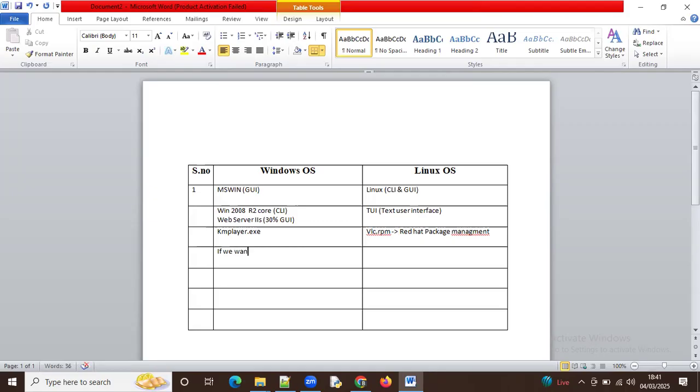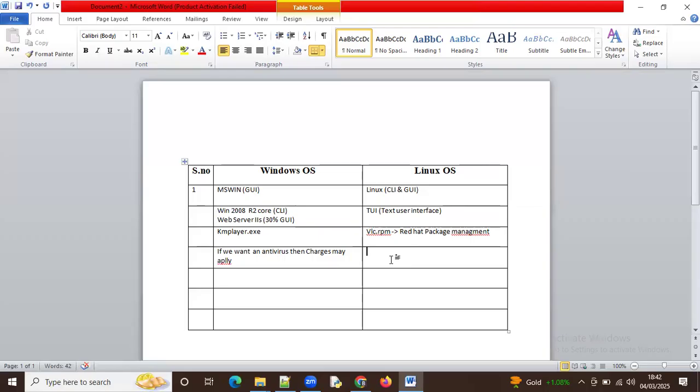If you want an antivirus, then charges may apply. Just for understanding, just for remembering the key points, I'm writing the notes.